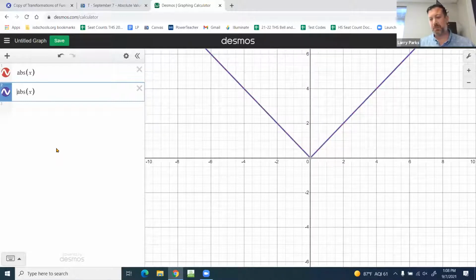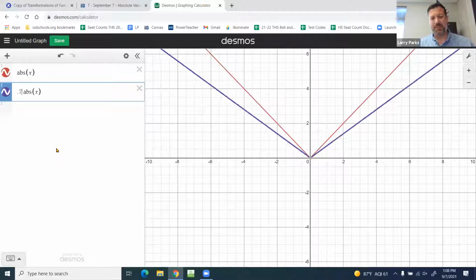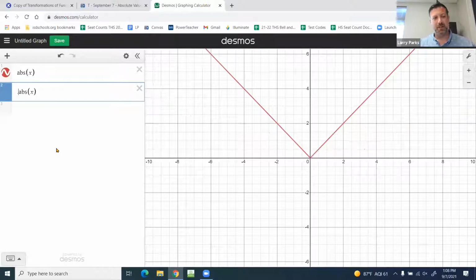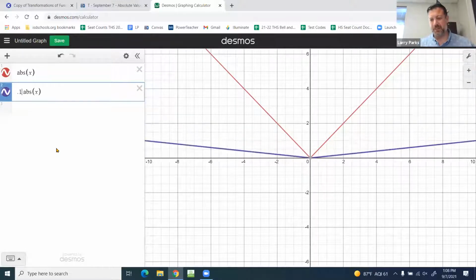Now, if I want to compress it, then I would use a fraction. I guess it is a fraction, but yet you would use a number between 0 and 1. So like 0.99. Can't really see that very well. 0.75. Notice it compressed, it got wider. 0.4, see? 0.3, 0.2, 0.1. Okay, anything between 0 and 1 is going to make it wider, including the negative.